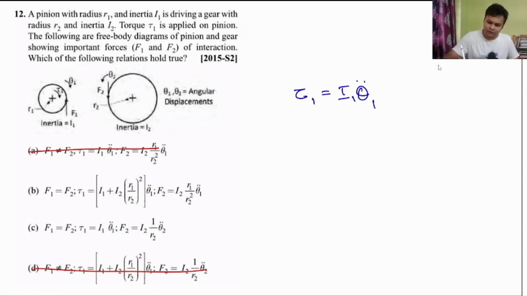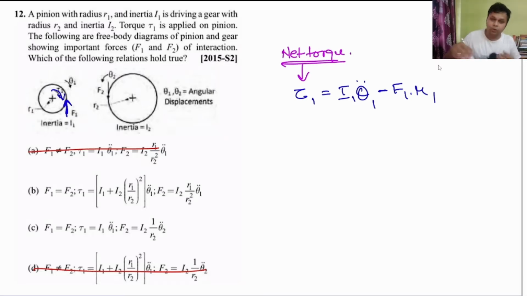So this torque is not just torque, this is a net torque, isn't it? This is a net torque, my dear. And if it's a net torque on the pinion, it is not I1 theta double dot 1, but it is I1 theta double dot 1 minus F1 into R1, because this is the external force by which the torque is applied.